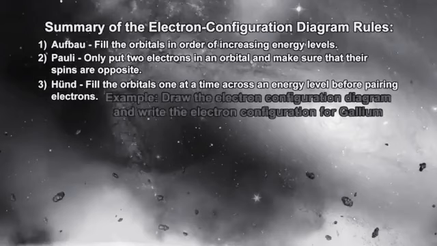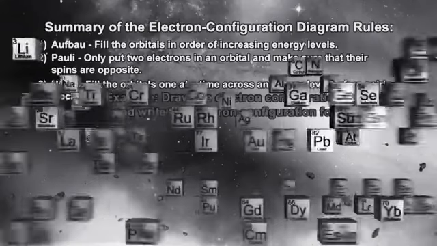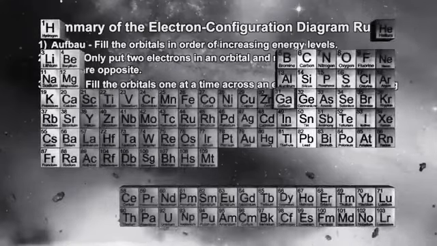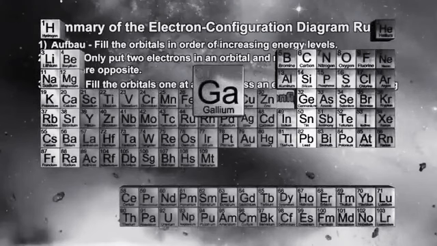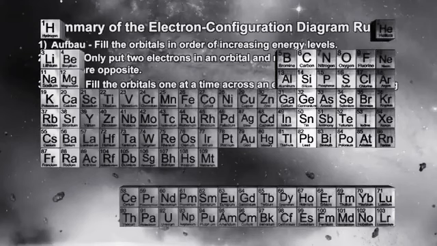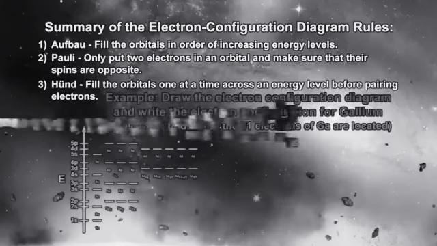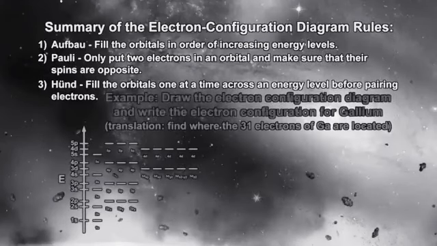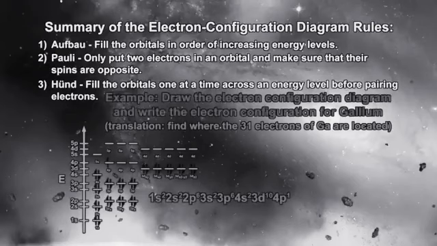First, we need to consult the periodic table to ascertain how many electrons are in a neutral atom of gallium, which will be the same as the atomic number for gallium. Gallium's atomic number is 31, which means there are 31 electrons if gallium has no charge. Thus, the problem is really asking us to find a home for 31 electrons. Again, following our 3 simple rules, we place all 31 electrons into our diagram as shown.